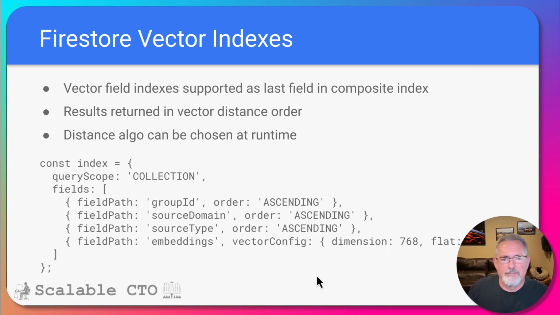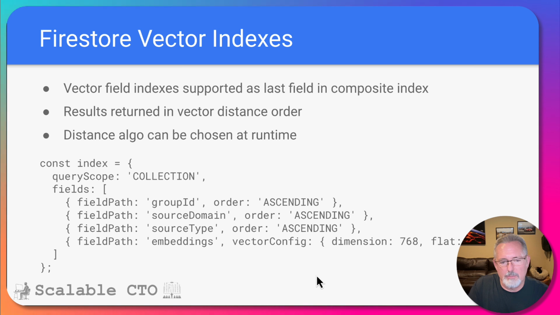So let's talk about how the Firestore vector indexes work, because that was one of the things that we were excited about, and we actually did deploy it and use it. So Firestore provides vector indexes, and they're supported as the last field in a composite index. You can see on this slide how that works. It'll allow you to search results and return documents in vector distance order. So it works like a sort criteria. And you can choose your distance algorithm at runtime.